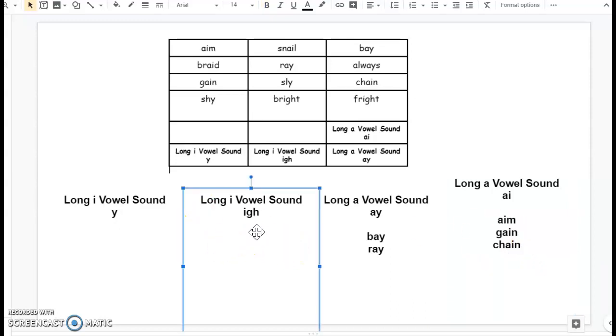Let's talk about the long I vowel sound, IGH. So the word bright. I'm recording this on Wednesday, but yesterday was Tuesday, and it was very bright outside. If you notice, the long I vowel sound is right in the middle of the word. IGH makes the long I vowel sound, and it's right in the middle of the word.